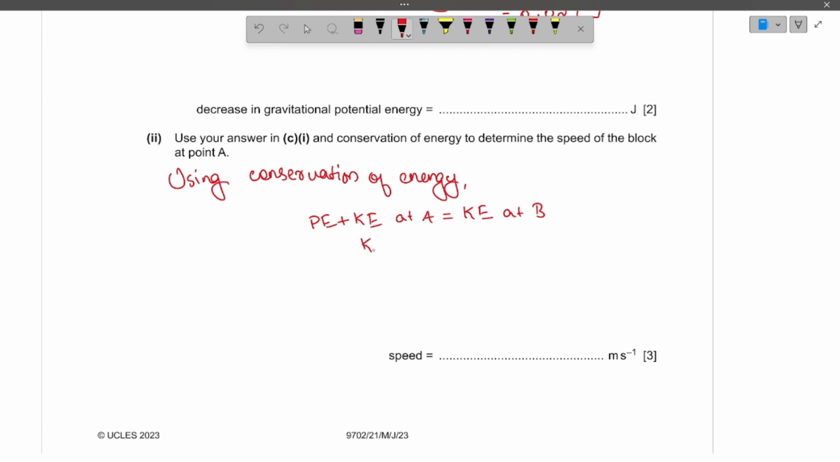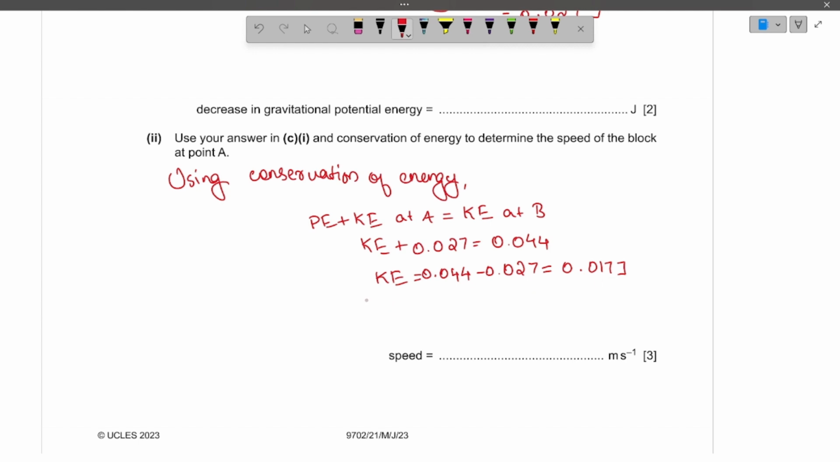So you don't know the kinetic energy here, but you know the potential energy, of course, 0.027. The kinetic energy of the block at B is given as 0.044 joules. So please rearrange, and you'll be getting 0.044 minus 0.027, which is equal to 0.017 joule. So the kinetic energy of the block at position A is this much.